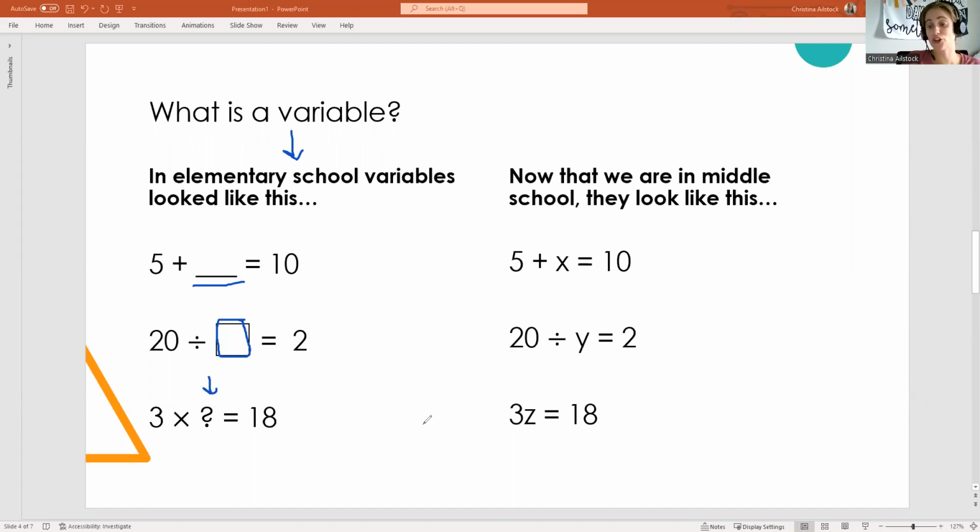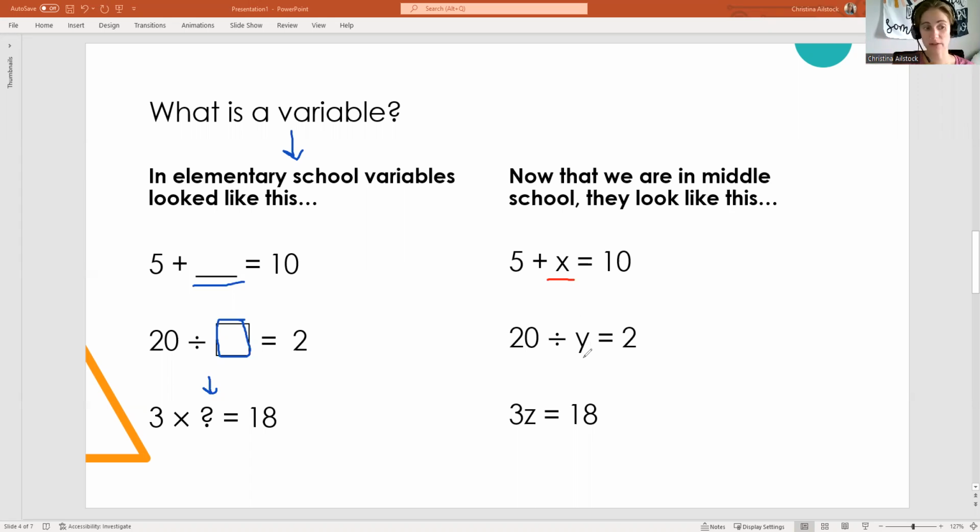Those are all symbols. Those are all variables. But now that they're used more often in 7th grade on, so now that we're here in middle school, the variables that we use are going to be letters. They could be any letter, but the most common ones are going to be X, Y, and Z. So instead of 5 plus blank equals 10, it's 5 plus X equals 10. So 5 plus something is equal to 10.